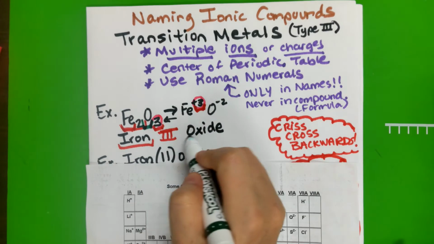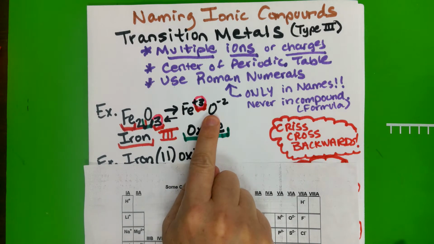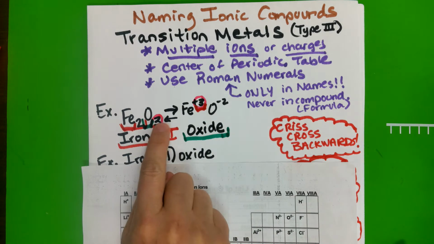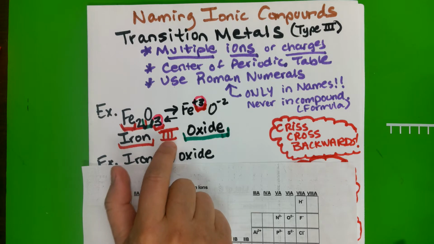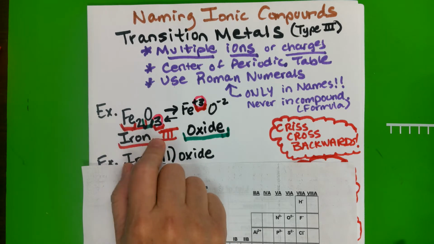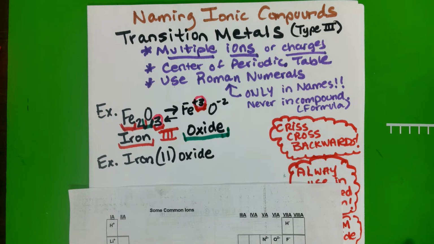Okay, so that's your green right here, oxide. So again, iron 3 oxide. You always look at this number at the end to find your Roman numeral, the one next to the nonmetal. Now let's go ahead and write the formula.